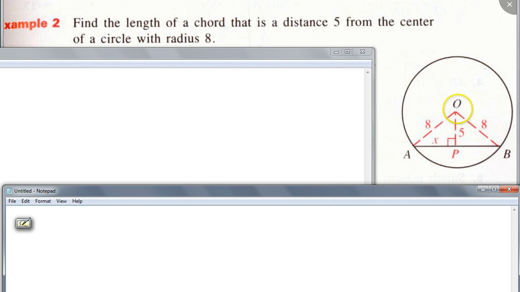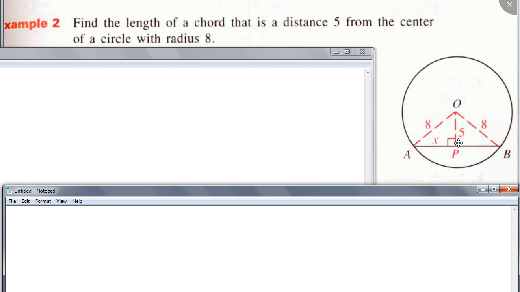And remember that that 5 unit must be a perpendicular segment from O to AB, right? So how do we find x? Because once you find x, you're done, because the length of this chord will be twice this x. Remember, we know this because of our previous theorem, right? Just like Jordan mentioned, we basically have a radius perpendicular to a chord. Well, this is really a diameter perpendicular to a chord, right?